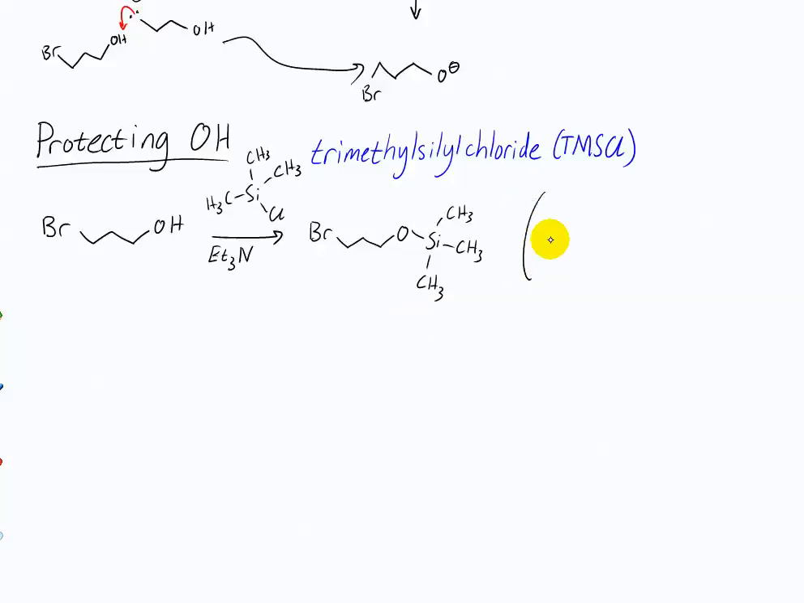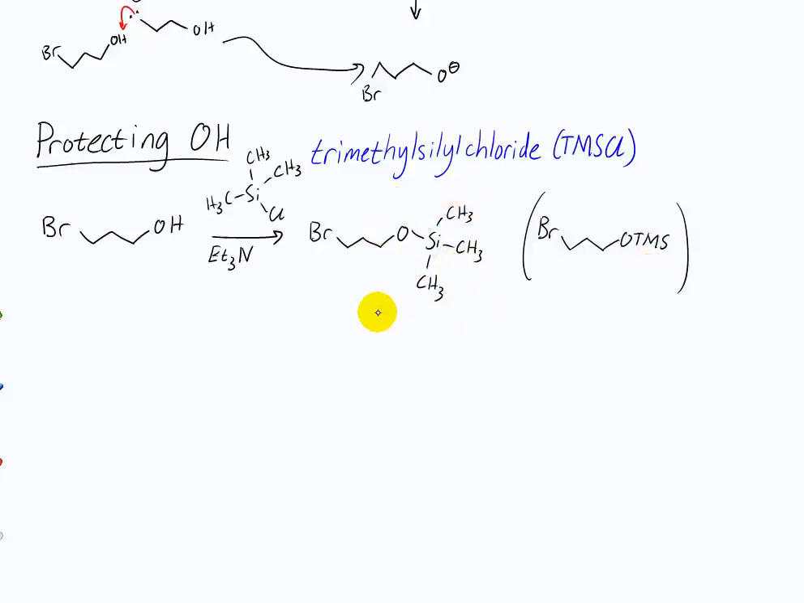Which can also be written as... Now, the oxygen comes from the alcohol. That's still there. Nothing's changed. The TMS comes from the TMSCl. And the byproducts are triethylammonium and chloride from the Cl here. So now we say this is protected.